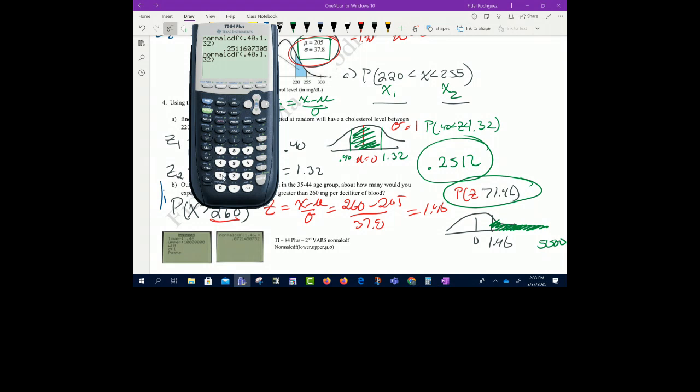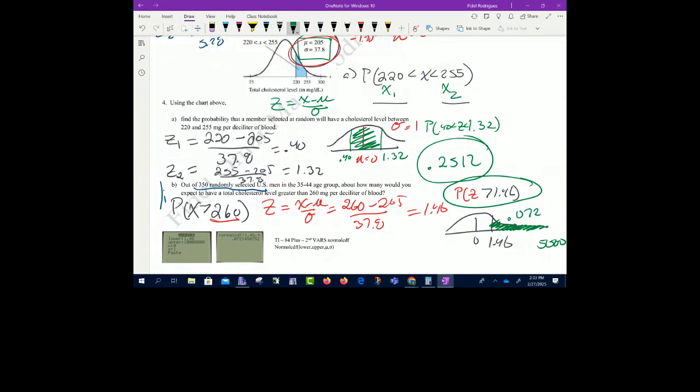5,000, right? So look, y'all, 1.46, comma, we're going to go all the way to 5,000. We're going to close that off. We're going to hit enter. And y'all, the area that we're coming up with is 0.0721. Okay, that's the probability.